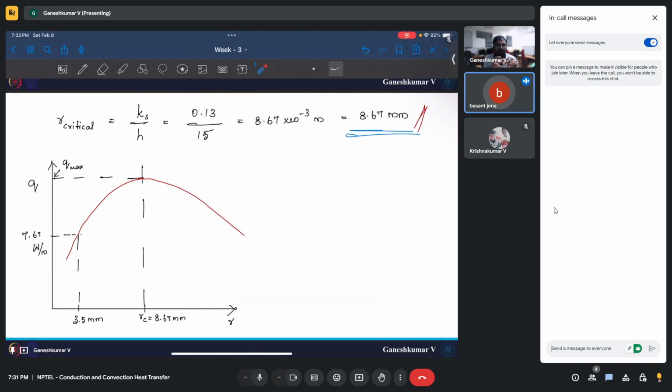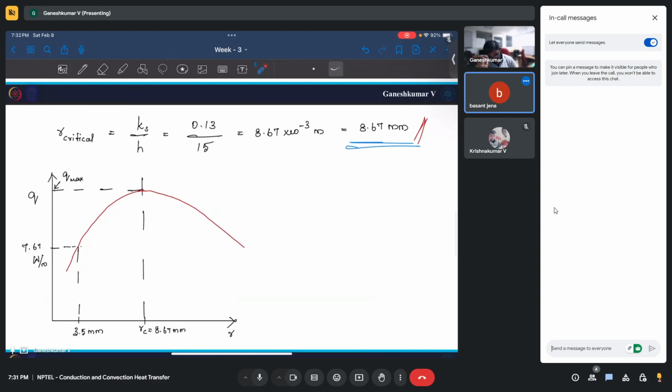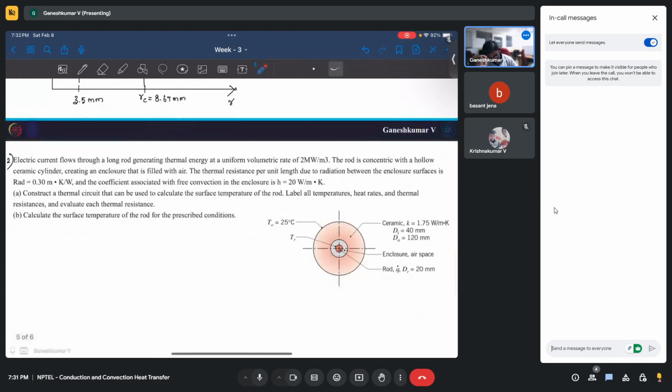Beyond that, it will reduce. Beyond that only it can reduce. So if I want to reduce, I have to go beyond the critical radius. But if I want to increase, I have to go till the critical radius. You understand now? Okay. All right. Good.